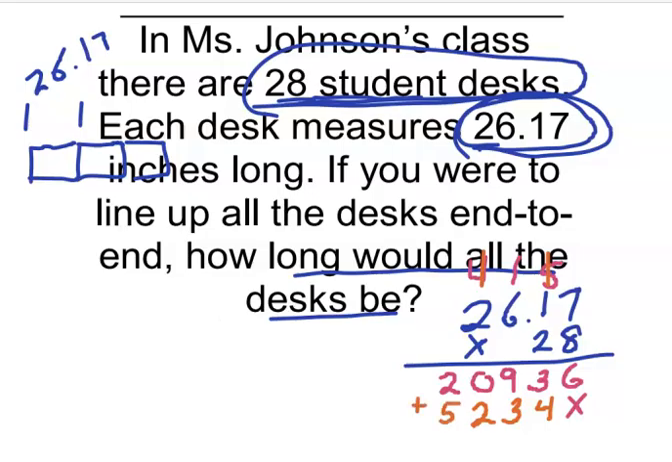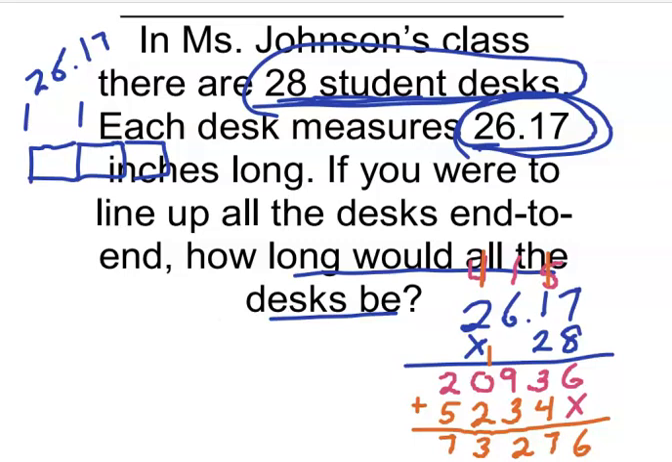All right, and then we add these together. 6 plus nothing is 6. 3 and 4 is 7. 9 plus 3 is 12. Carry the 1. 2 plus 1 is 3. And 5 plus 2 is 7.